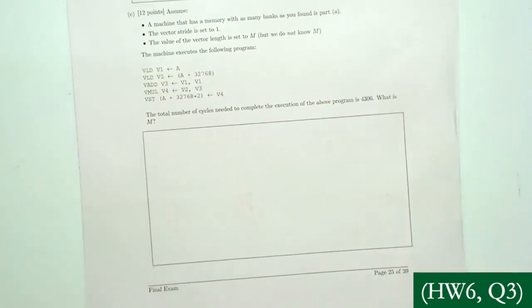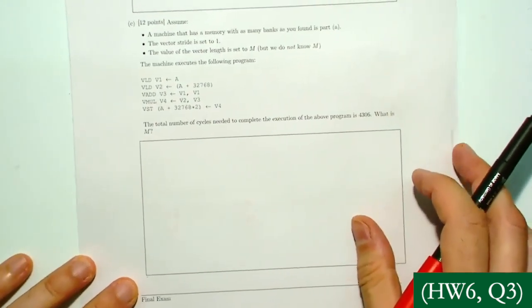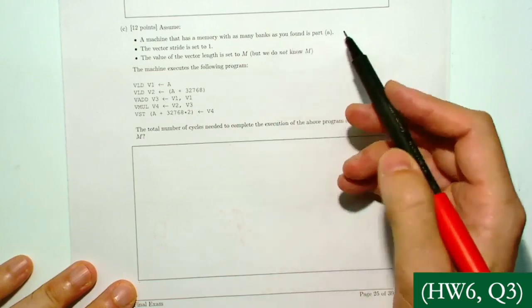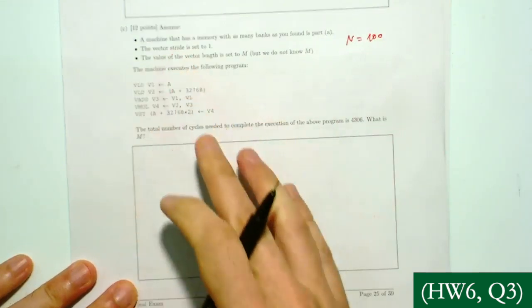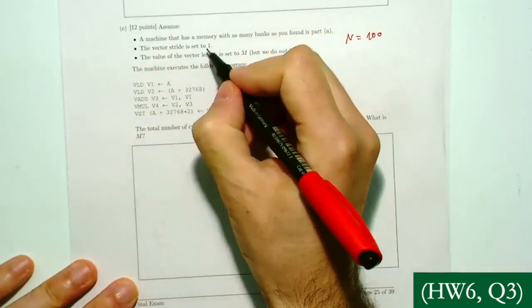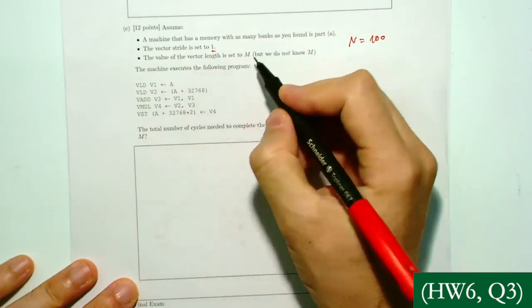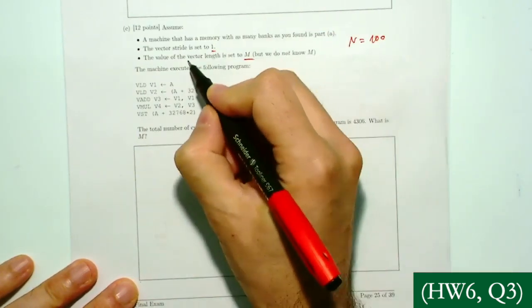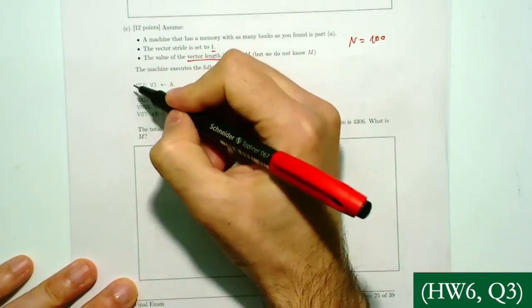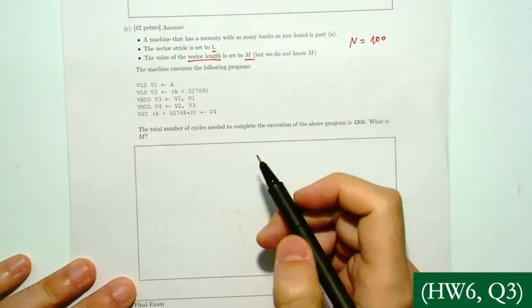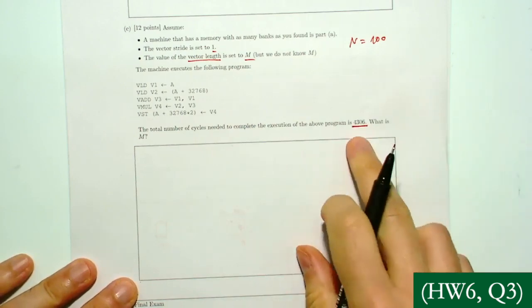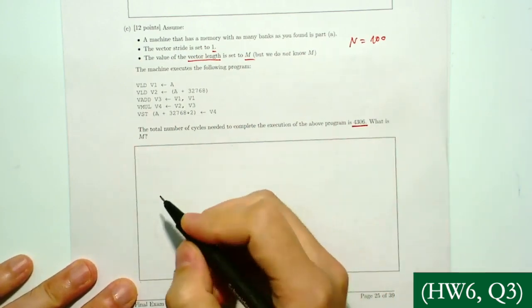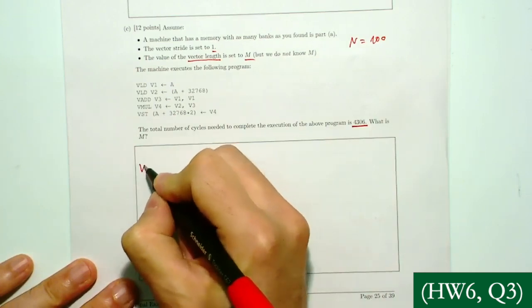Next question is: assume a machine that has as many memory banks as you found in part A, so n is 100. The vector stride is 1, and the vector length is set to m, but we don't know m. We don't know the vector length. The machine executes this code, and the total number of cycles needed to complete an execution is this number. What is m? So we can draw this code.